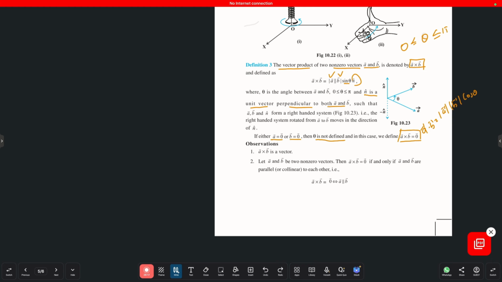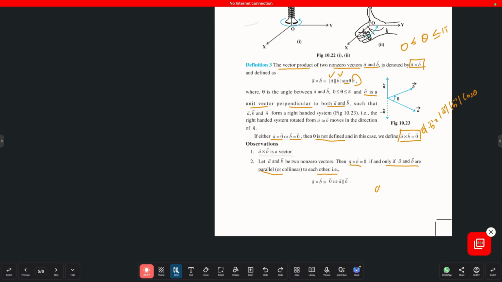From here, you have some observations. A cross B is a vector, that I already told. If A is a vector and B is a vector, then A cross B is again a third vector. If A and B are two non-zero vectors, then A cross B is 0 if and only if A and B are parallel or collinear to each other. If the cross product comes 0, then we will say the vectors are parallel. If A is non-zero, B is non-zero, and A cross B comes 0, it means they are collinear or parallel vectors. Parallel or collinear are the same, as in the definition I told.